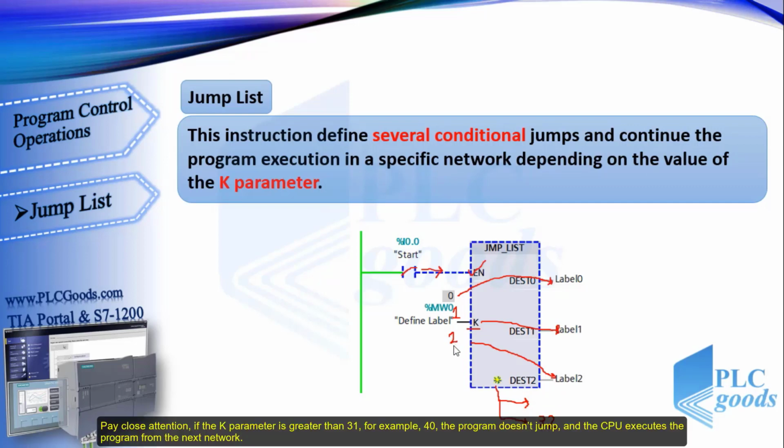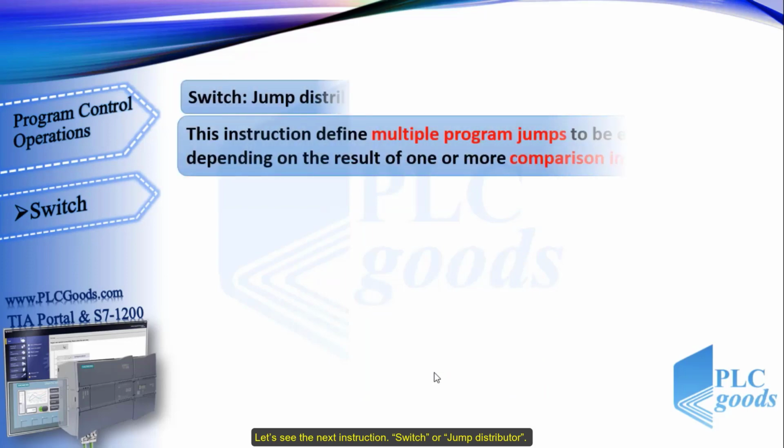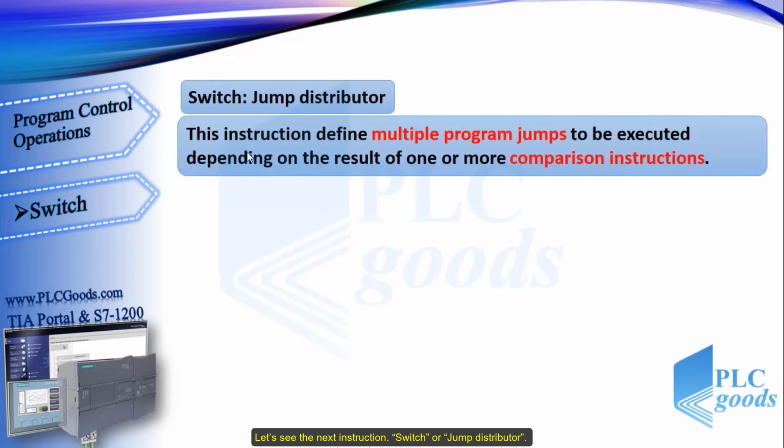Pay close attention. If the K parameter is greater than 31, for example 40, the program does not jump and the CPU executes the program from the next network. Let's see the next instruction, switch or jump distributor.